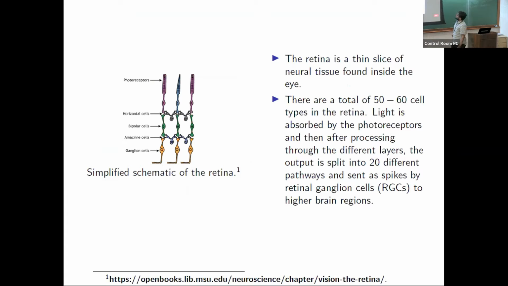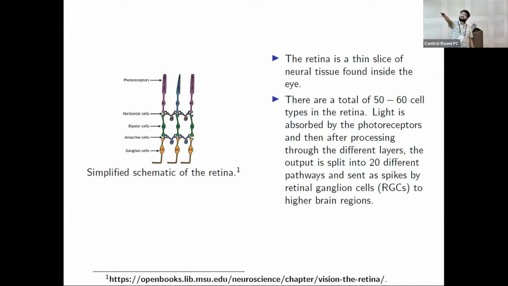For people who are unfamiliar, the retina is a thin slice of neural tissue. It's a transparent tissue that is found inside the back of your eye. It's a pretty complicated system, with 50 to 60 cell types in the retina alone, and there are supposed to be about 10 million photoreceptors and 1 million ganglion cells, which finally send the signal.